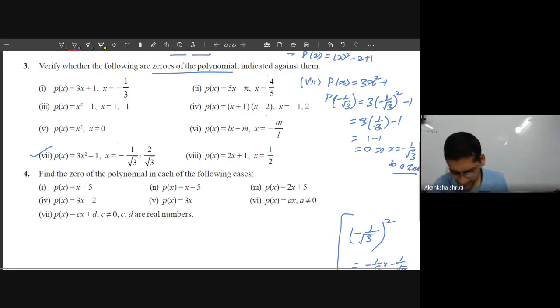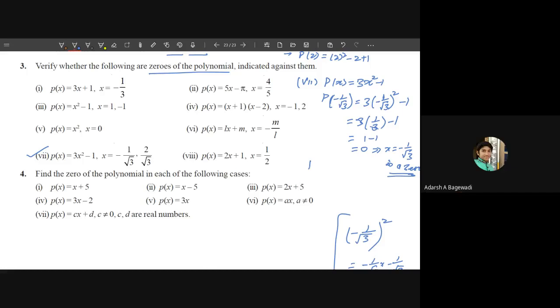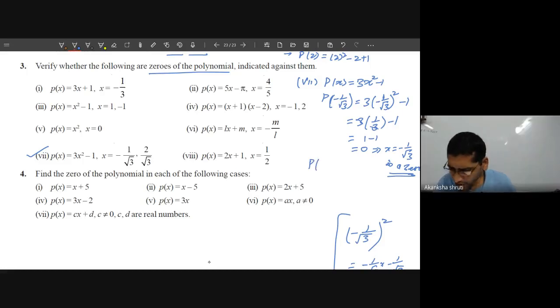Okay. Similarly, you can calculate for 2 by root 3. That doesn't affect. In the numerator it will also multiply, which means it becomes 4 by 3. Okay, students? If you are taking this one, 2 by under root of 3, it becomes 3 into 4 by 3, minus 1. I have just put the square itself. 3 will get cancelled. It becomes 3. Okay. So it is not a 0. This way you can do.